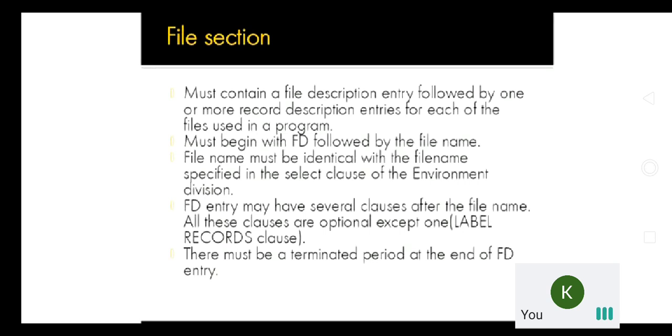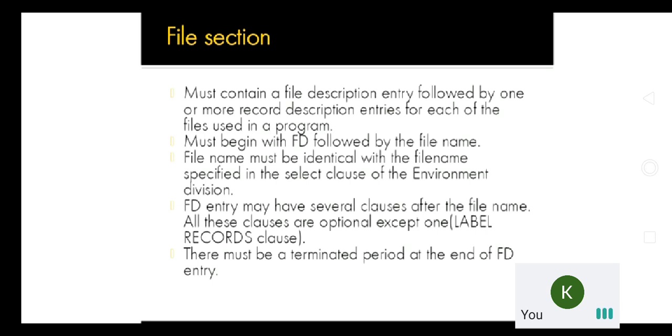So these are some of the divisions and entries that we have. And then the file description entry, which is going to have some clauses. The first one is the label records clause, and then we have some more clauses, which we call omitted and standard. These are the optional clauses that we have along with the file description entry. You also have a general format showing how to use the file description entry, and along with that general format, you can get some idea of how to define the file description.